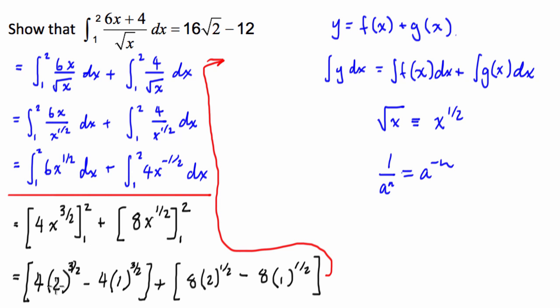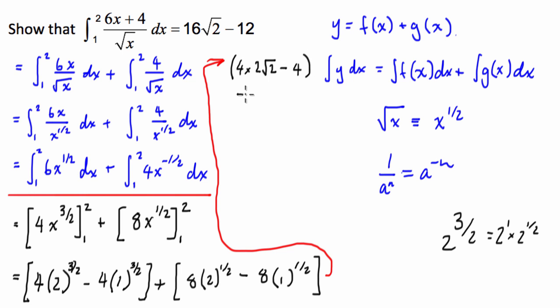So let's evaluate this. This is going to be 2 to the power of 3 over 2. 2 to the power of 3 over 2 is equal to 2 to the power of 1 times 2 to the power of a half. So that's going to be equal to 4 times 2 square root 2, and minus 1 to the power of anything is still 1, so it's going to be minus 4.